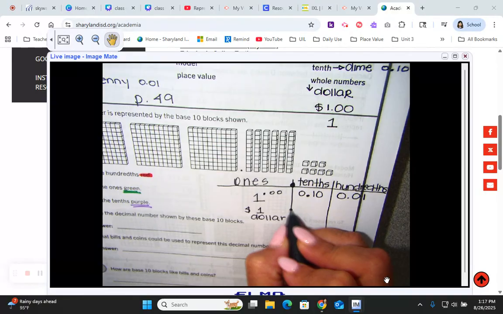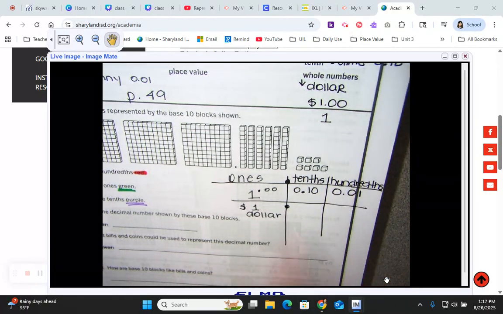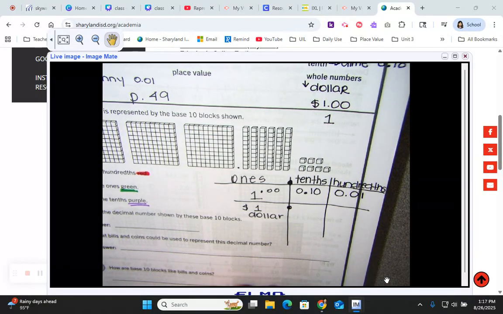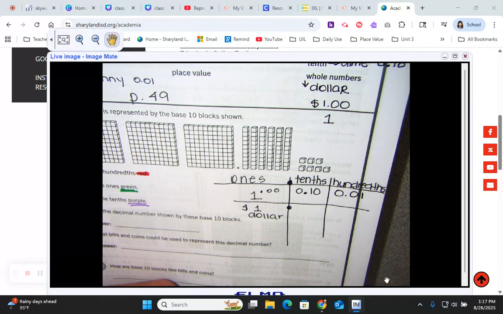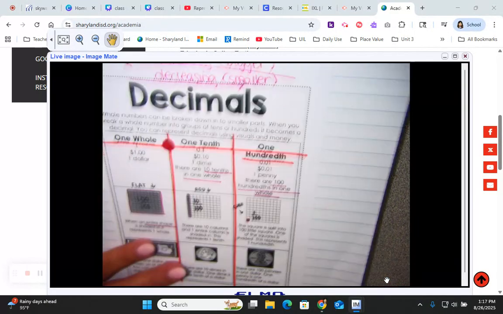If I'm going to move smaller, I'm going to go smaller. And I want to represent tenths. What kind of coin would I use? What is that called? A dime. A dime.